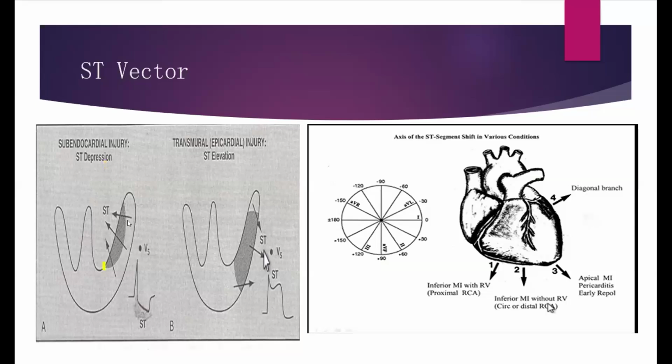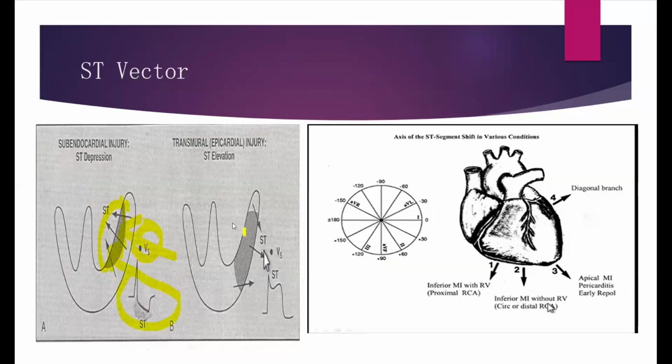So in subendocardial ischemia, this is just the endocardium that is affected. So the vectors move towards the endocardium. But remember, the V5 recorder is on the surface. So when everything moves towards the interior, then you get an ST depression for subendocardial ischemia.